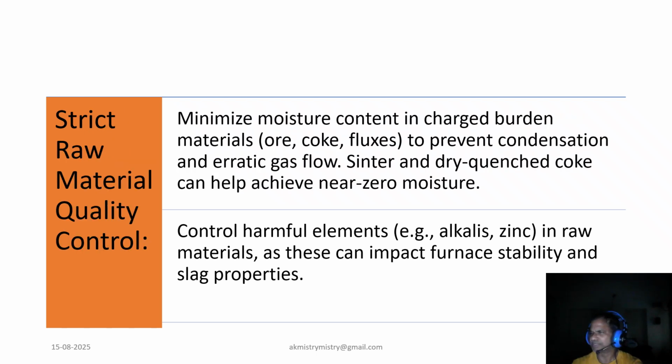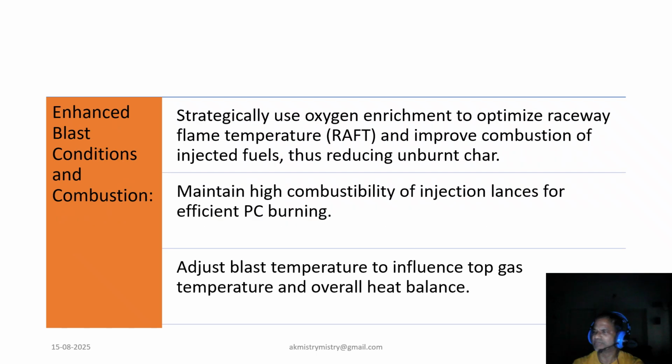Now coming to raw material quality control, we can say that minimizing moisture in the burden material to prevent condensation is a must, and use sinter and dry quench coke, and control alkali and zinc to maintain furnace stability and slag quality. So raw material is the foundation to the dust control that we have learned.